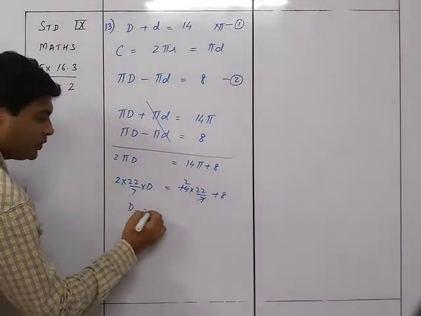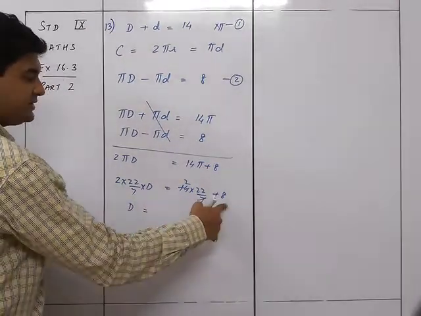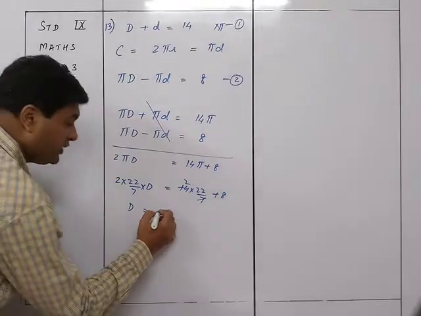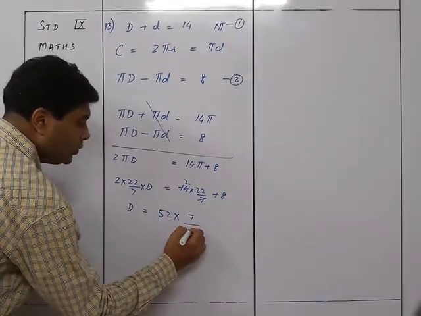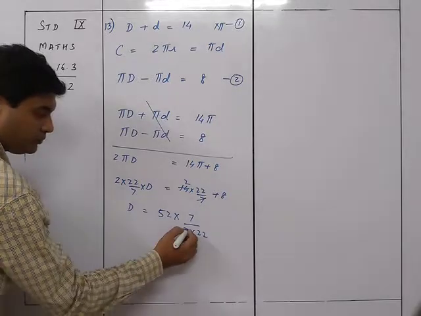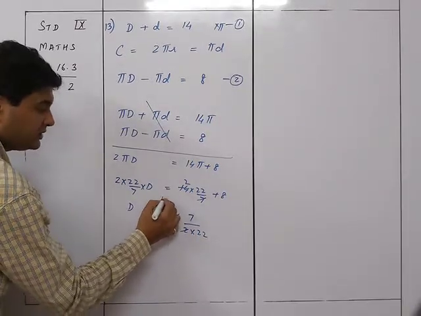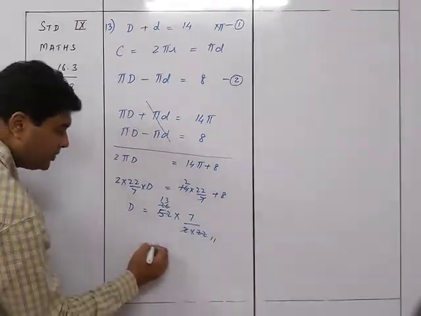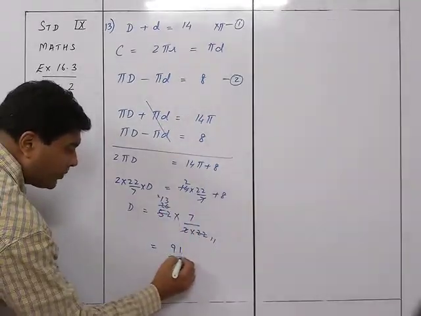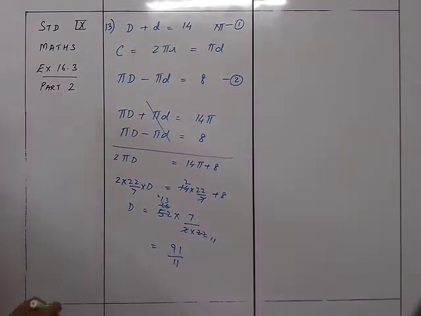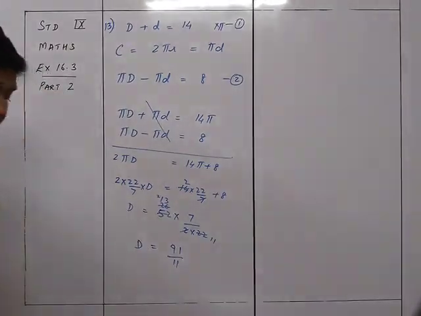So d will be equal to, so here it is 44 plus 8. 44 plus 8 is 52. So 52 into 7/2 into 22. So 26 and then 13 and 11. So that will be 7 3 is 21, 7 8 9, 9/11. So that will be capital D is 91/11.